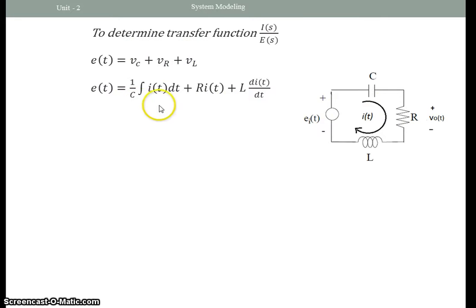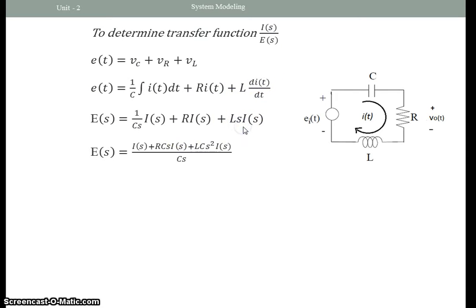And since we would like to get the transfer function, which is in Laplace transform, we have to convert this into its equivalent Laplace transform, remembering that integration will be equal to 1 over s. So this voltage across the capacitor will have its Laplace transform equivalent to this term. This is the voltage across the resistor, this term, and the voltage across the inductor in terms of Laplace transform is this term.